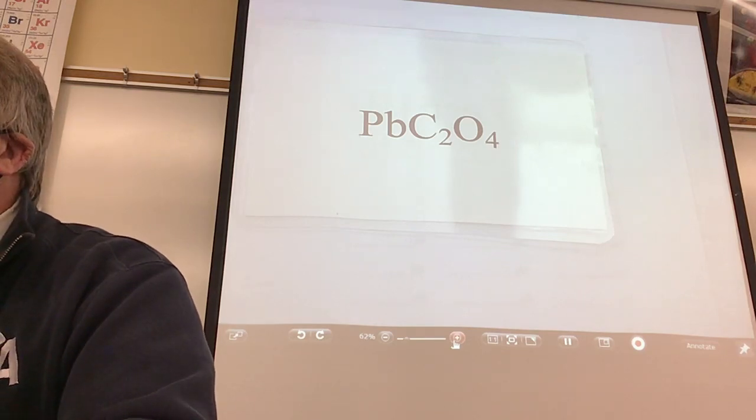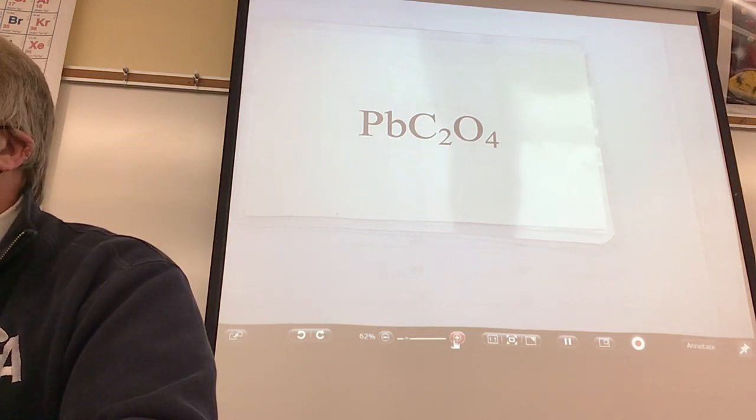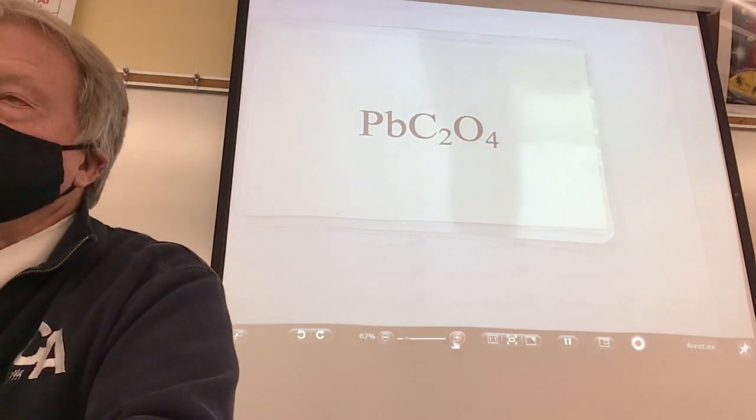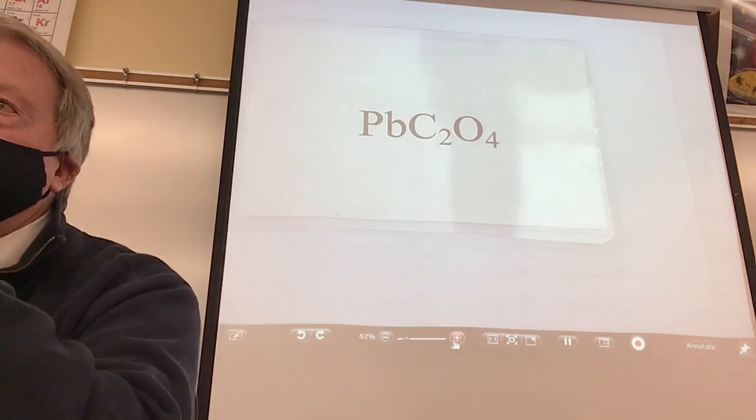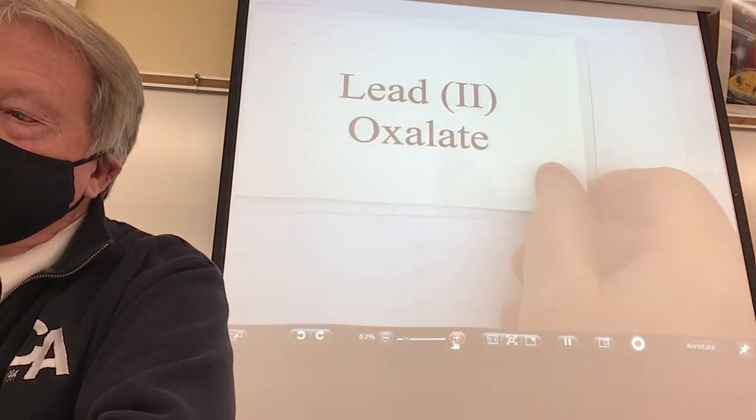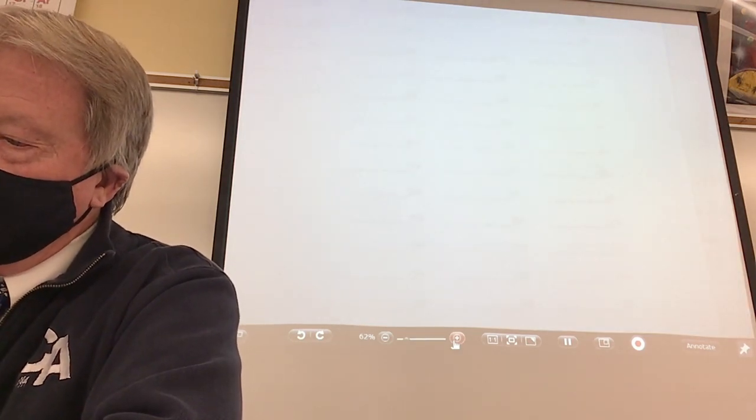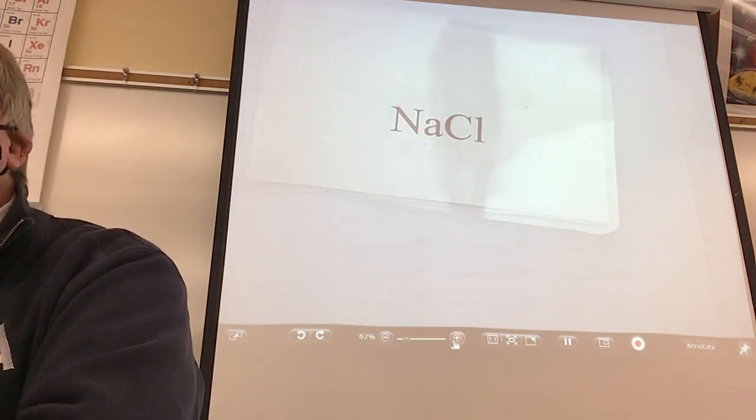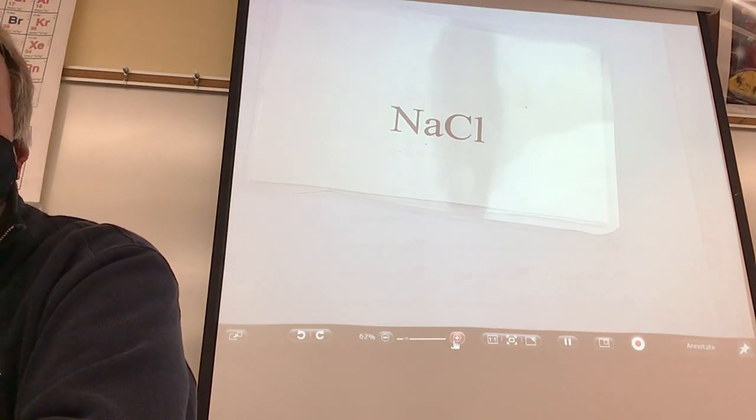Is it lead oxalate? It would have been if lead had been always metal. Lead 2 oxalate? Yeah, oxalate is -2, right? And this is lead 2. Now lead comes in 2 and 4. Now the Latin word is plumbum. What's another name for lead 2 oxalate? Yes. Plumbous oxalate. There you go. Will I put this on the test? I don't know. That might be a waste of your time.